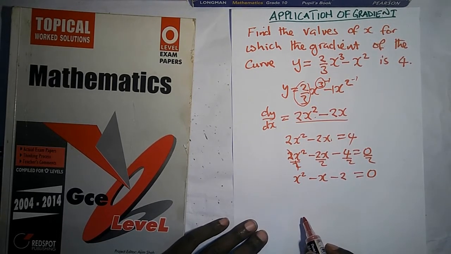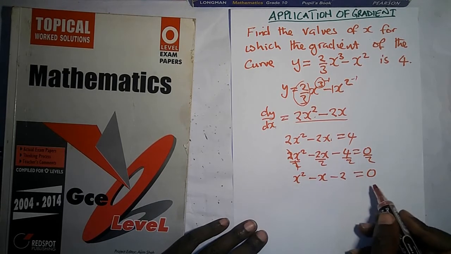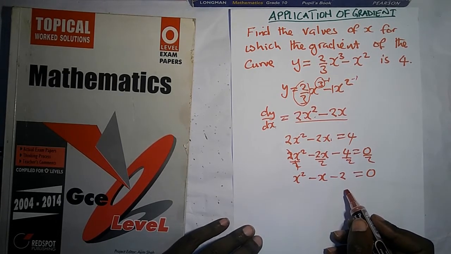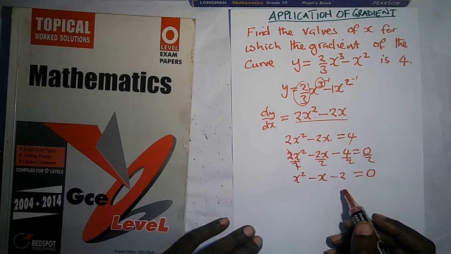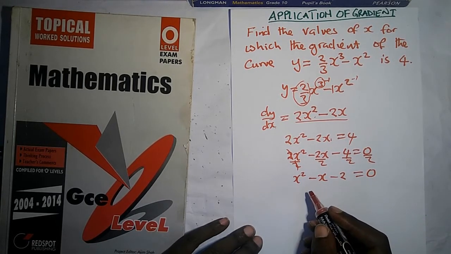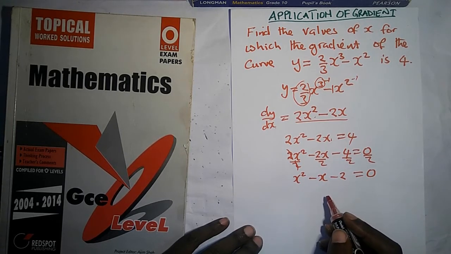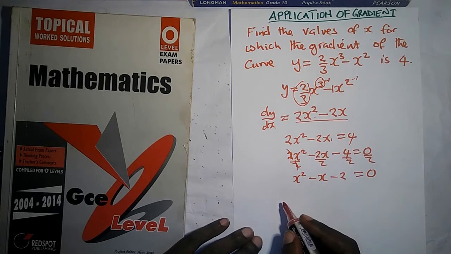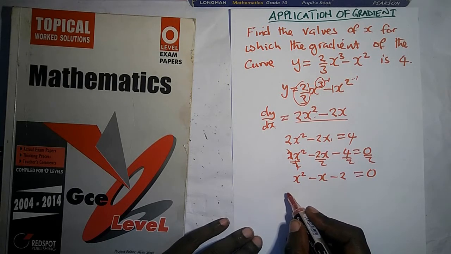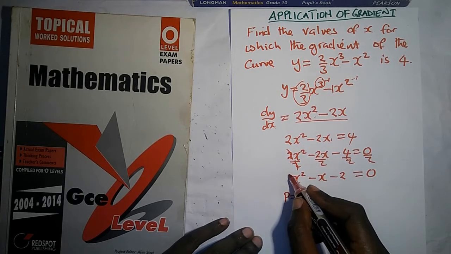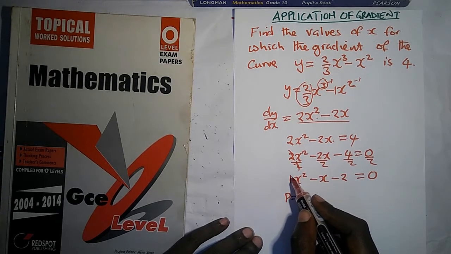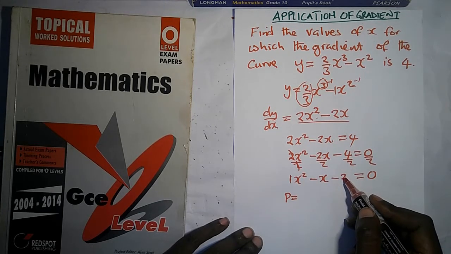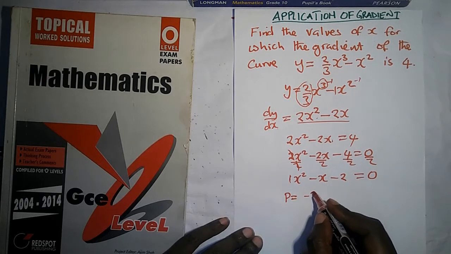And so here we can solve this quadratic equation that we have. You can use any method that you know. You can use the quadratic formula, you can use the completing the square method, or the graphical method, but the one that I'm going to use here is factorization. So in factorization, we find the product first, where we multiply the coefficient of x squared, which is 1 in this case, by the constant at the end, which is negative 2. So 1 times negative 2 gives us negative 2.